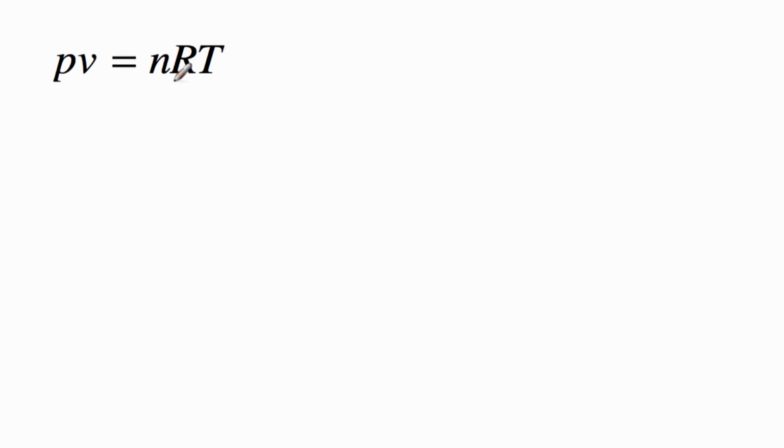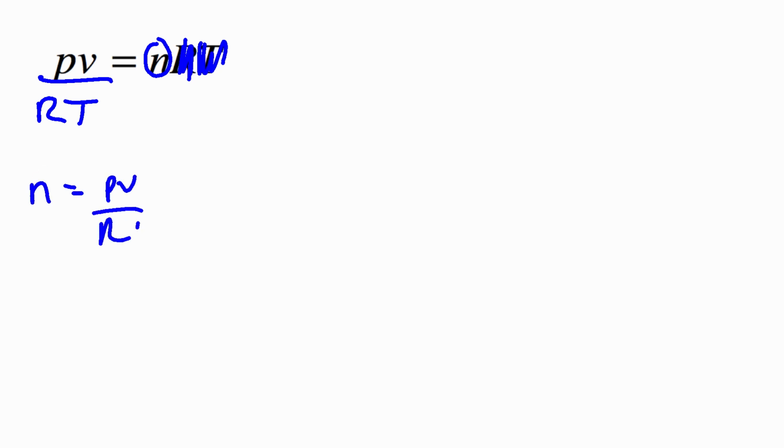Last one, ideal gas law. Say we're solving for N. I want N on the side by itself. It's currently on the top on this side, so I want to get rid of the R and the T. I'll get rid of the R by putting it on the bottom on this side. I'll get rid of the T by also putting it on the bottom. So moles is equal to PV over RT.